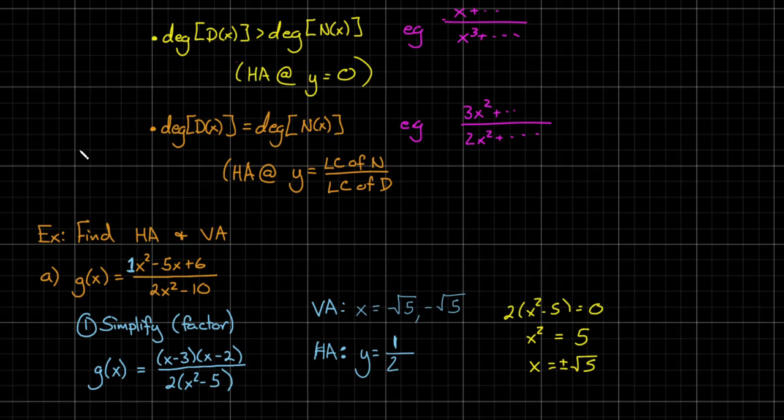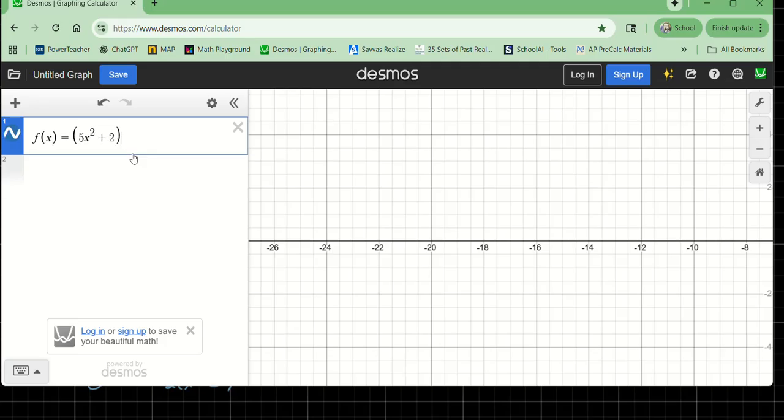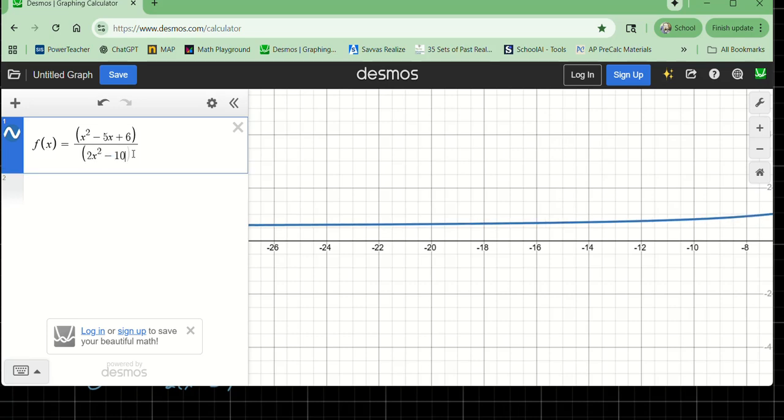Let's let Desmos do the big lifting here and see if our graph does exactly what we're saying. So we have x squared minus 5x plus 6. Of course it does that. X squared minus 5x plus 6. What's the denominator? 2x squared minus 10. Okay, so we'll go back home.